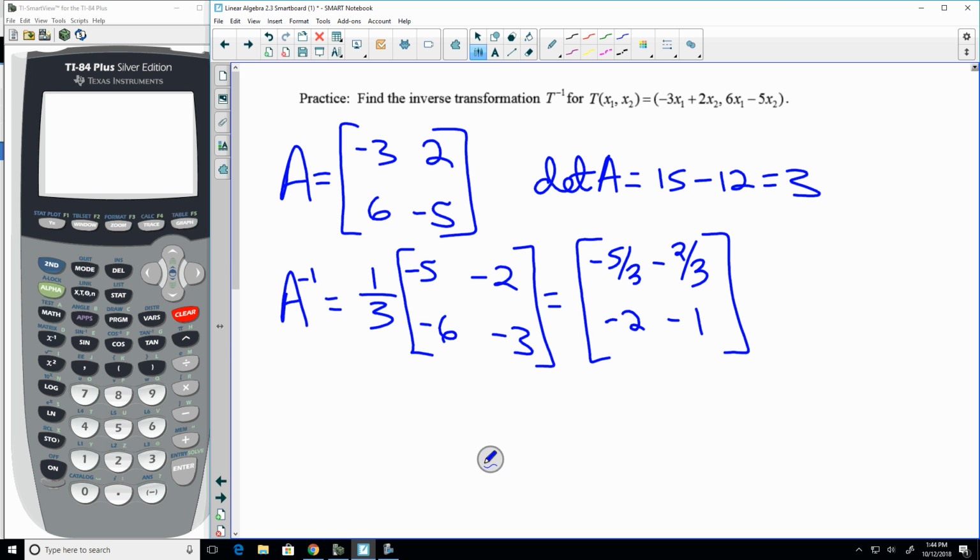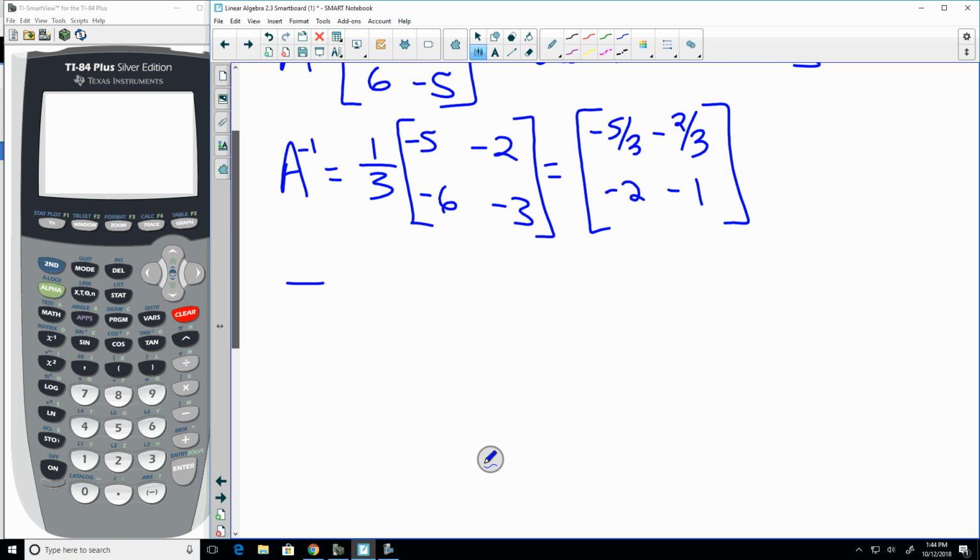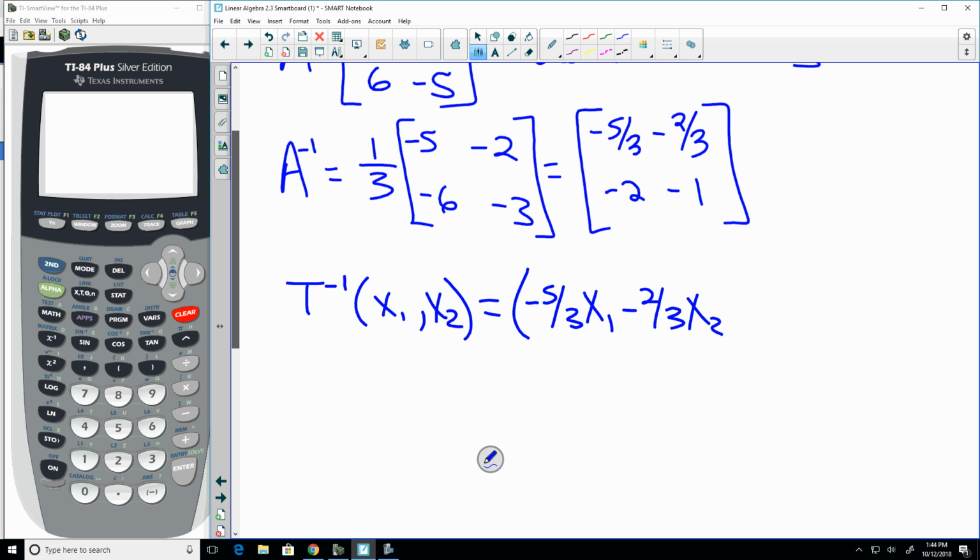And then the inverse transformation in the other notation, I'm going to get negative 5/3 x1 minus 2/3 x2. That's my first component. My second component is negative 2 x1 minus x2. So that's the inverse transformation.